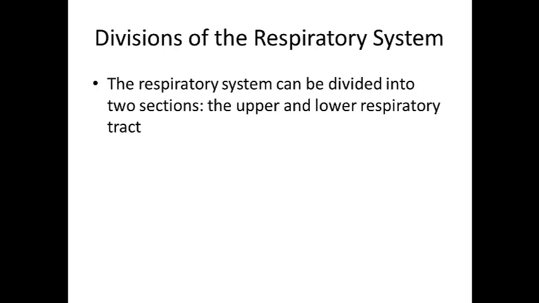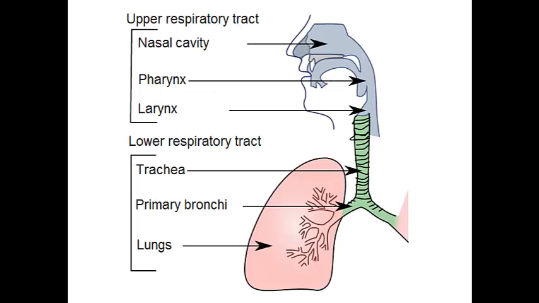The upper respiratory tract consists of the nasal cavity, the pharynx, and the larynx. Again, that is the nasal cavity, the pharynx, and the larynx. The next division is the lower respiratory tract, which consists of the trachea, the primary bronchi, and the lungs. Again, that is the trachea, the primary bronchi, and the lungs.